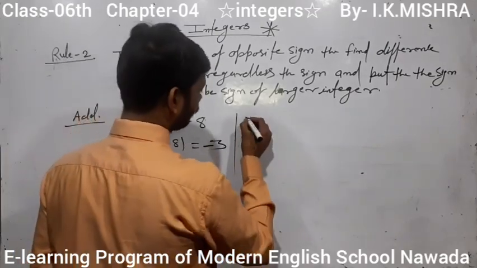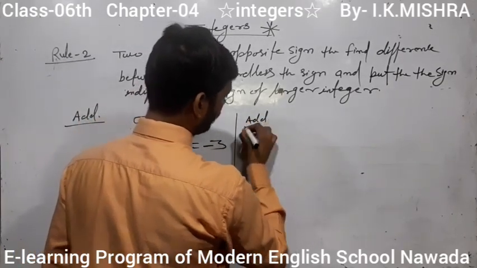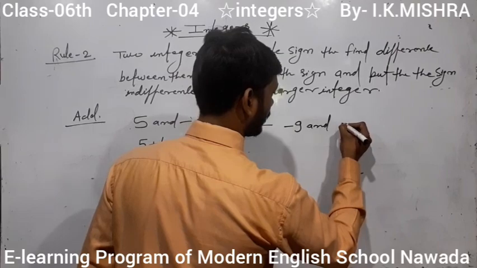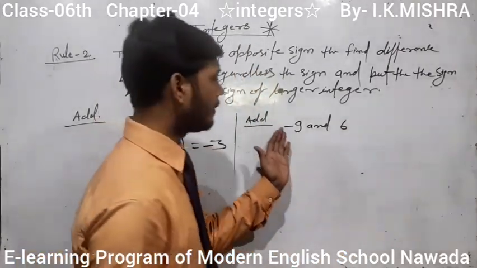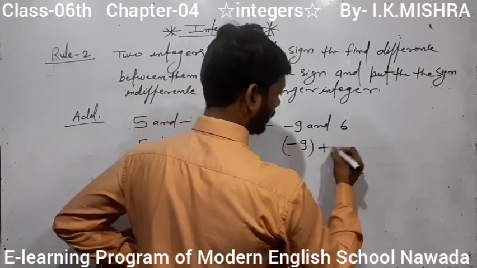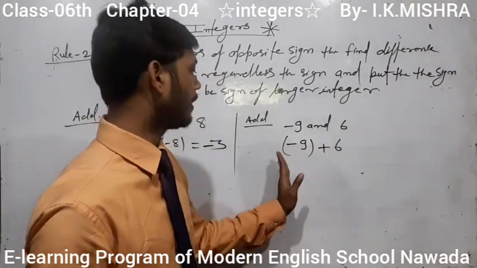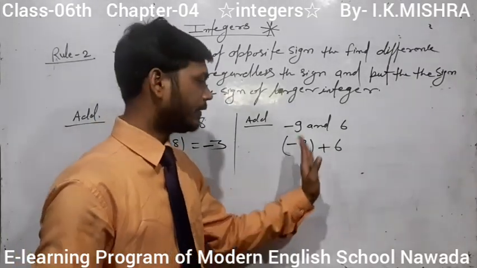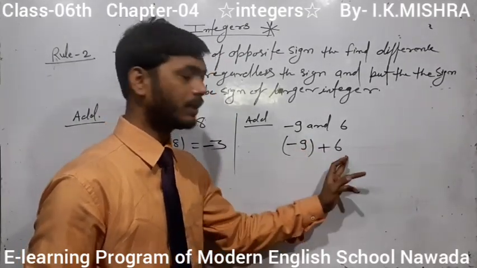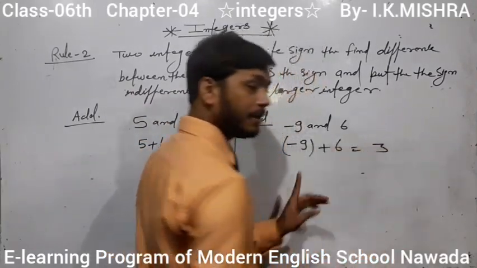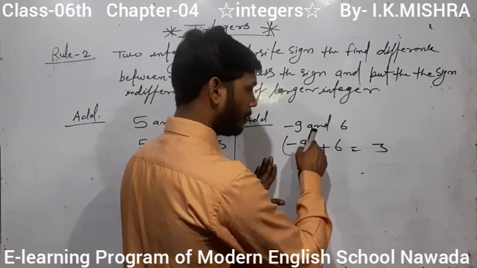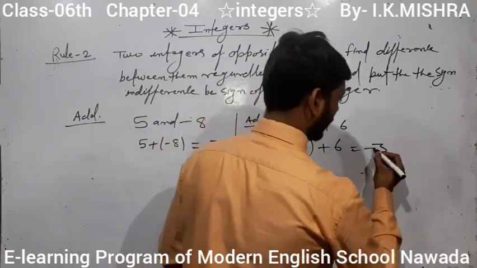Again, next question: add minus 9 and 6. Here, students, add minus 9 and 6. Write minus 9 plus 6. Students, here two integers have opposite signs, one negative and another positive. So first of all find the difference. The difference of 9 and 6 is 3, and the sign will be, here 9 is greater but its sign is negative, so its sign will be negative.